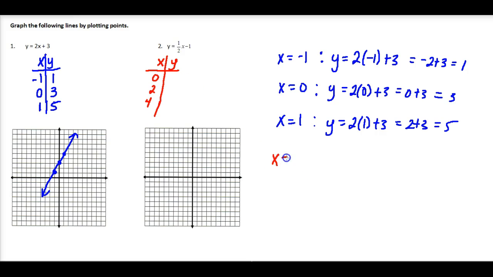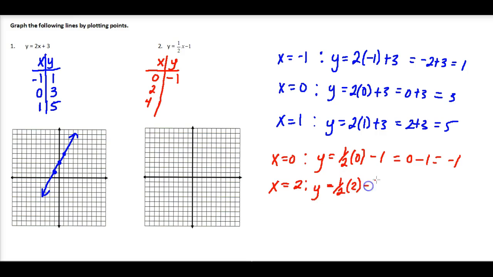So if we go here, when x is equal to 0, of course, by definition, that's going to be the y-intercept again. And that answer is just going to be -1. But I'll go ahead and write it out for clarity here. Okay. When x is 2, we'll plug in 2 for x. And we know that 1/2 times 2 is 1, and minus 1, that'll give us 0. So we have the point (2, 0).